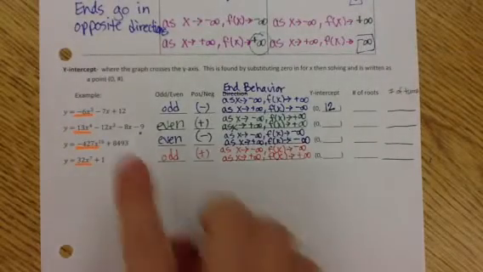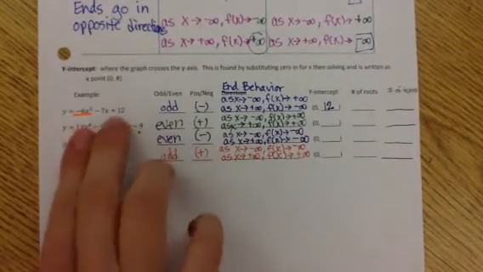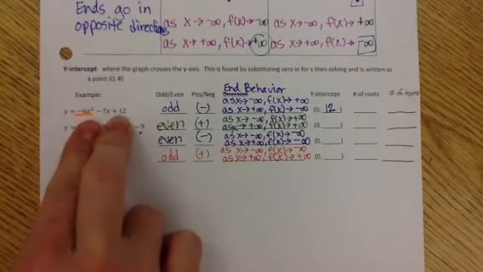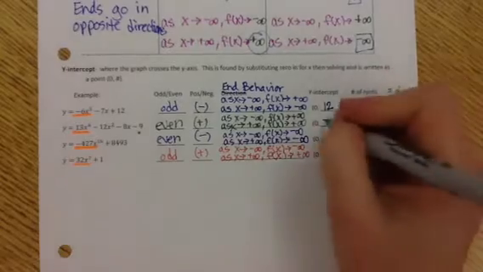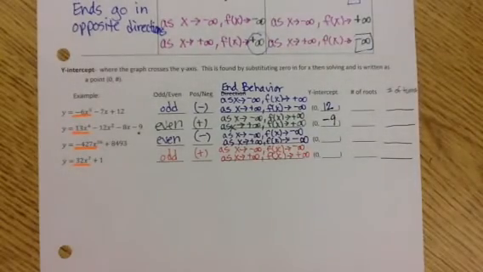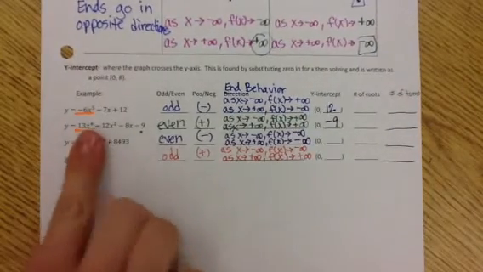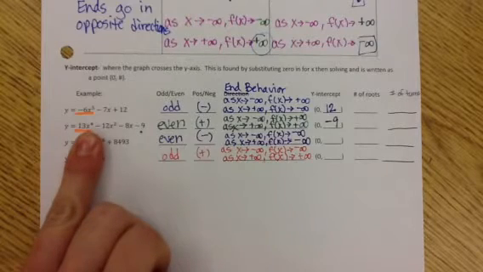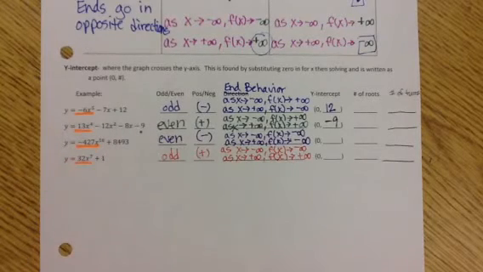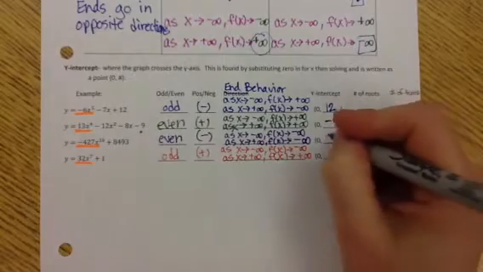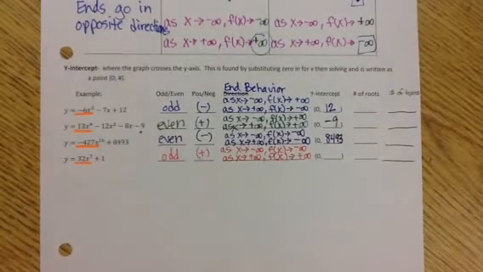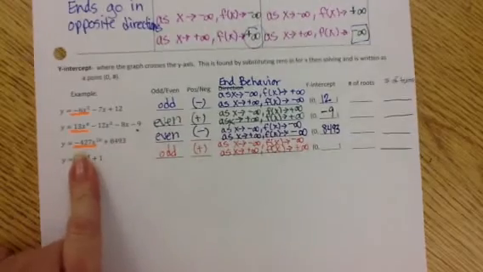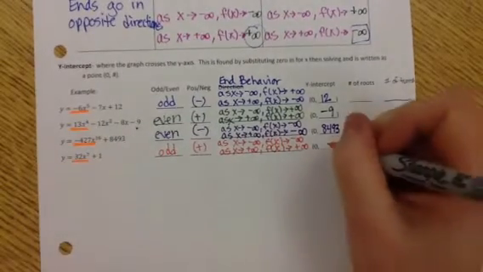Second example, put 0 in there. That gives me y equals -9. So 0, -9. Put 0 in for x, I get 8,493. So 0, comma, 8,493. And finally, put 0 for x here, I get y equals +1. So 0, 1.